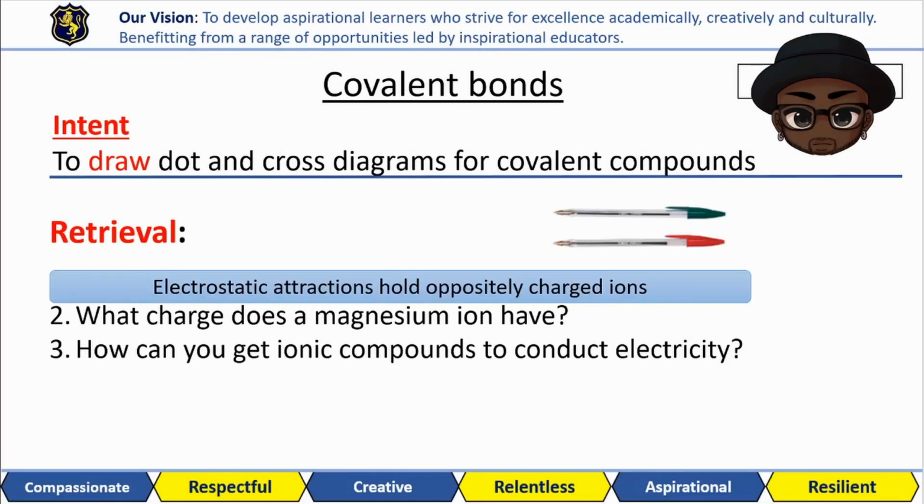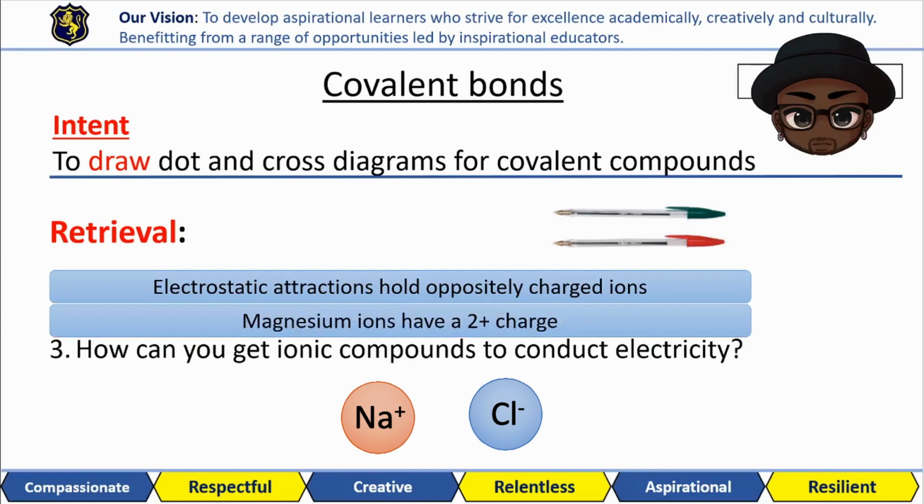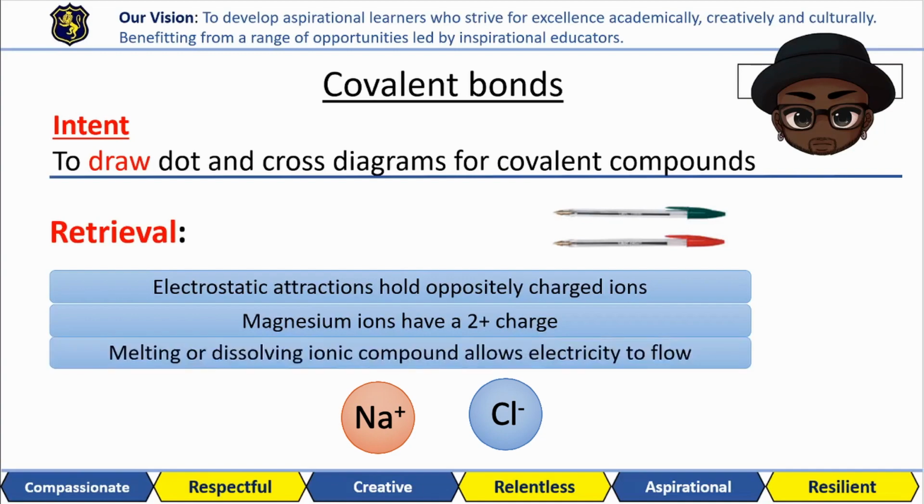It's electrostatic forces of attraction that hold oppositely charged ions together. Magnesium ions have a 2+ charge, and so they're in group 2. To get ionic compounds to conduct electricity, you need to either melt or dissolve them. Now the ions are free to move around.